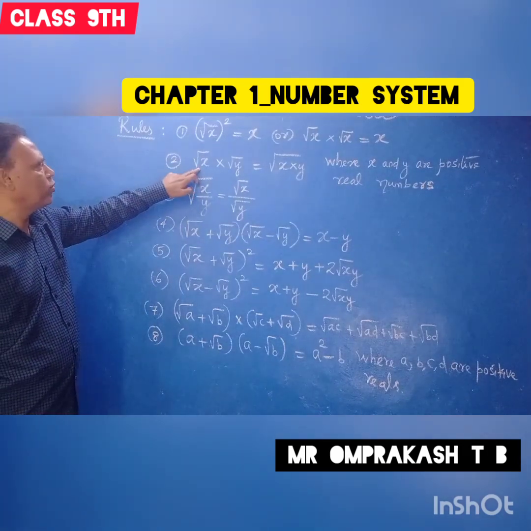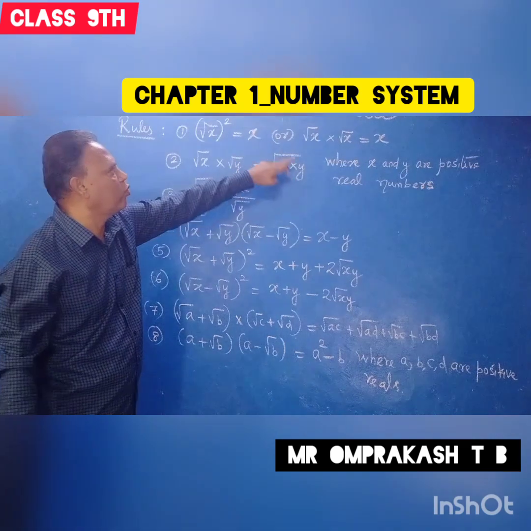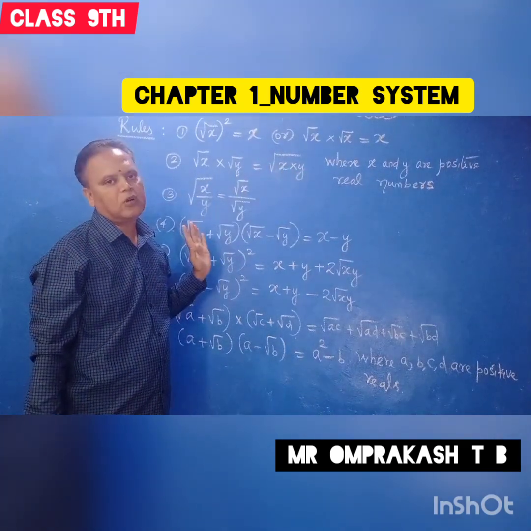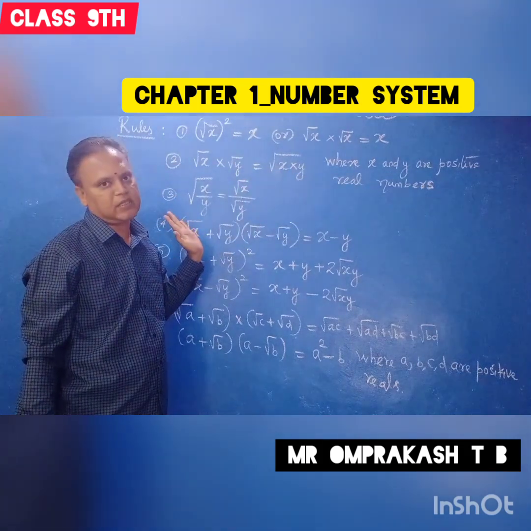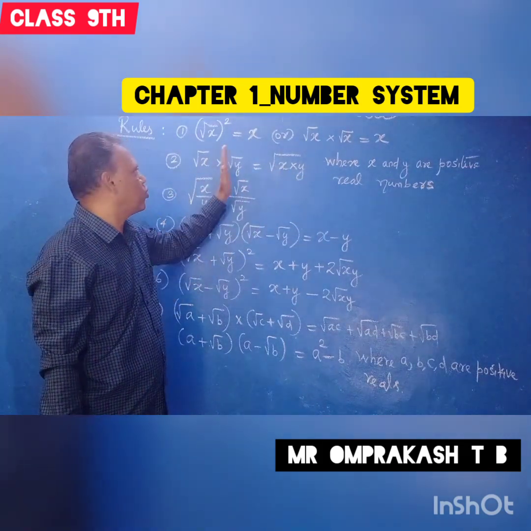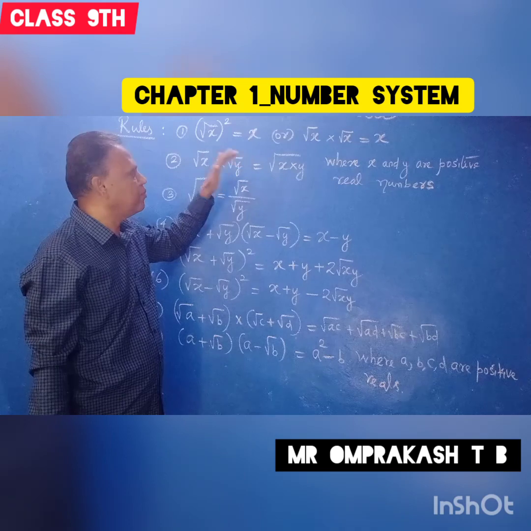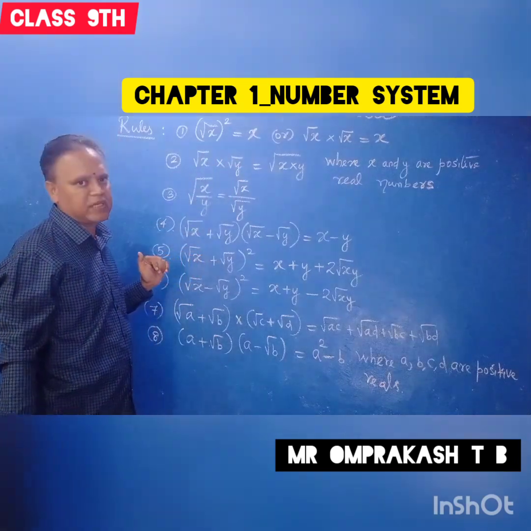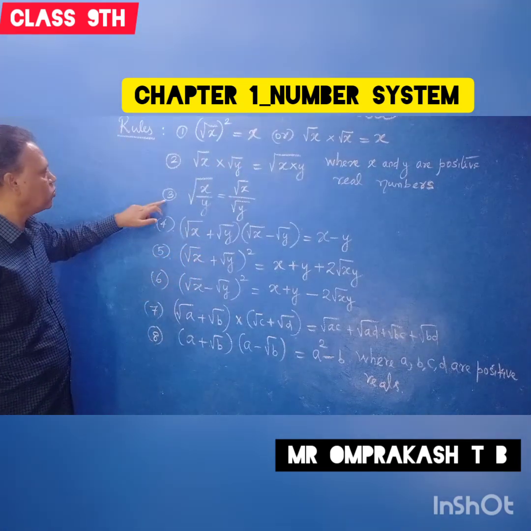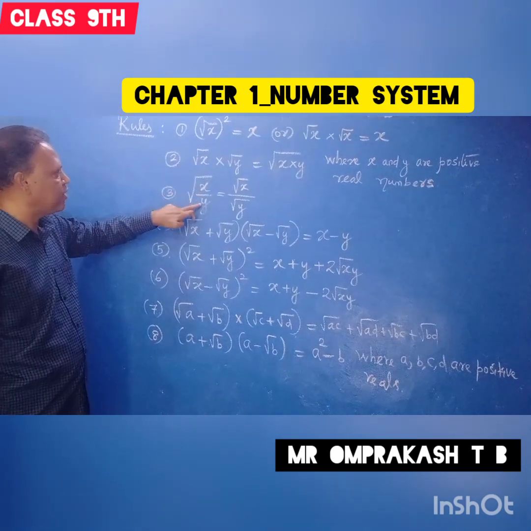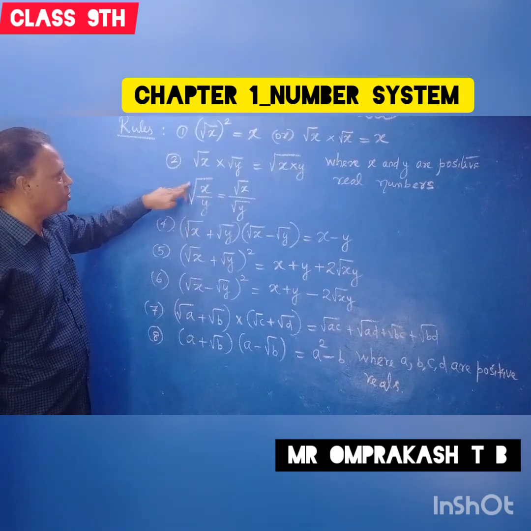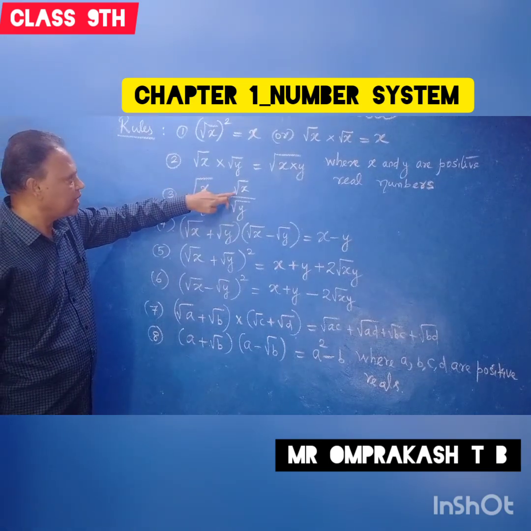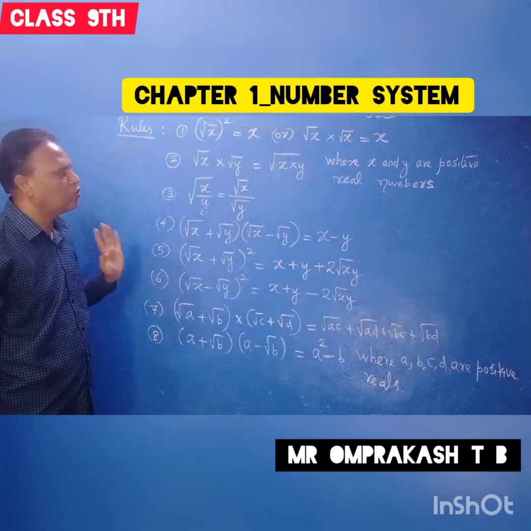Second rule, root x into root y equals root over x into y, where x and y are positive real numbers. In case of square root, you have to take only positive real numbers. Now third one, square root of x by y equals, you can easily split numerator and denominator, root x by root y.